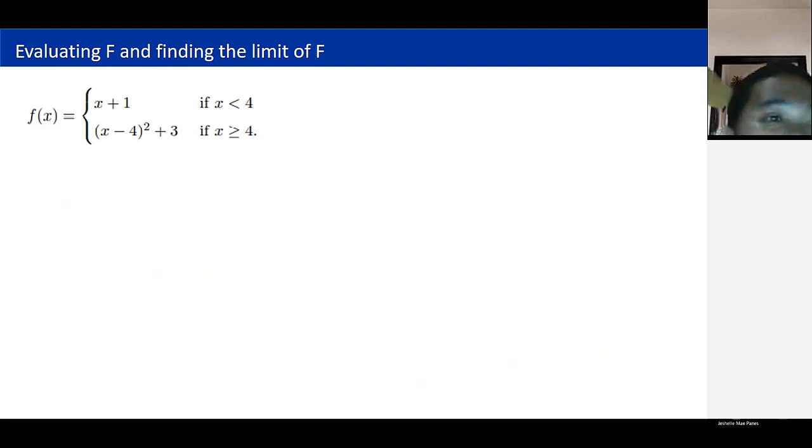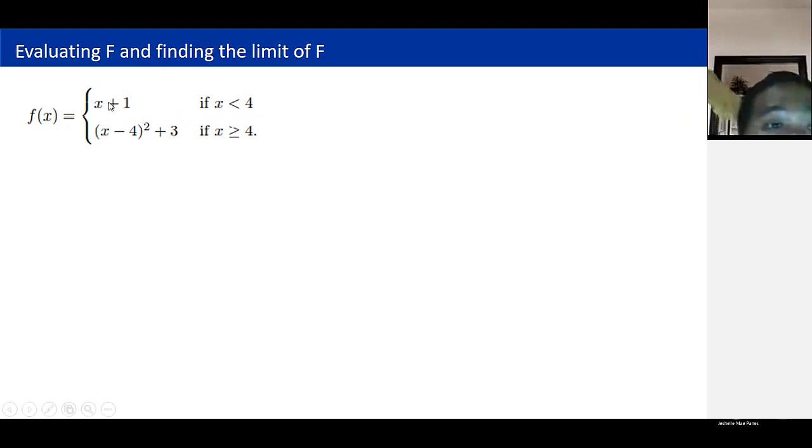Similar situation for this x plus 1 if x is less than 4. So, ang ibig sabihin nito, kung sa left siya ng 4, ang ating gagamitin na function is x plus 1. So, for example, ang left ng 4 ay 3.99. So, kung gagamitin natin ang 3.99, ang ating equation na gagamitin or function is x plus 1. So, that is 3.999 plus 1, that is 4.999. And that is approaching to 5.